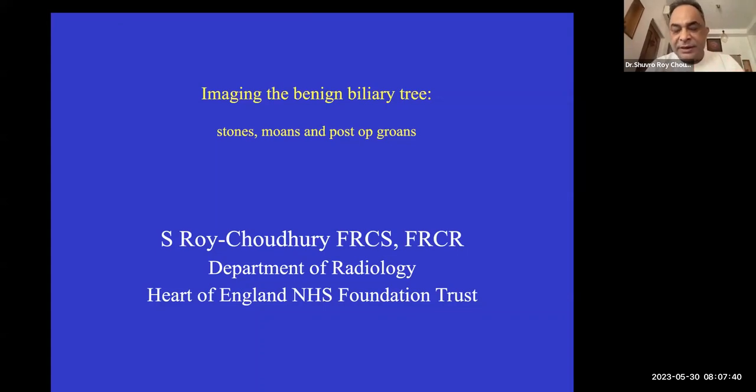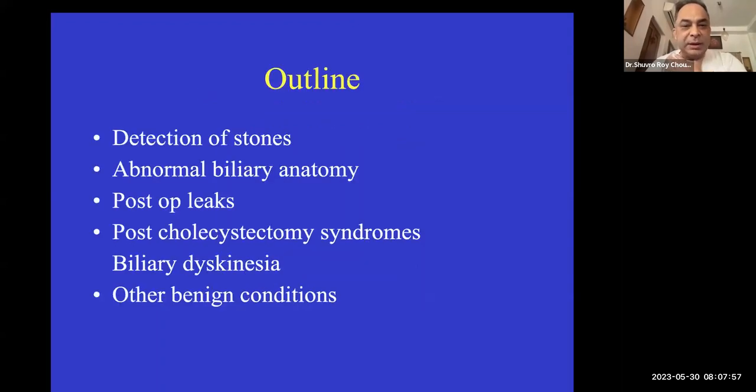I'll do this first, and then there is a more modern and more up-to-date talk, of which I will show you some slides because there are some things about the postoperative biliary tree that are relevant to the surgeons. So, just starting this one.